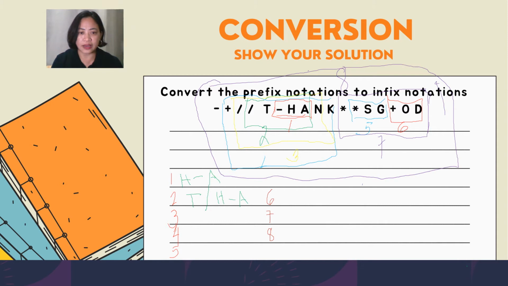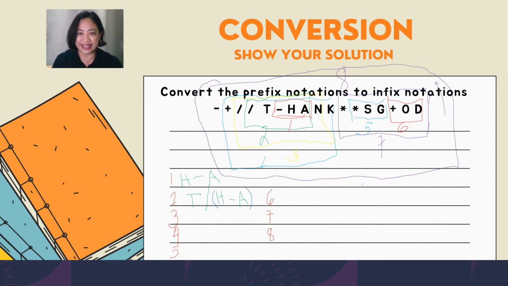Notice that we have here two operators, divide and minus. Now, in the level of precedence, divide is higher than minus. But we have evaluated minus first before divide. So in order to show that, we have to add parentheses for our H minus A expression.